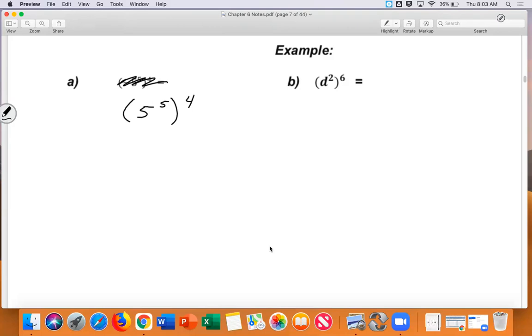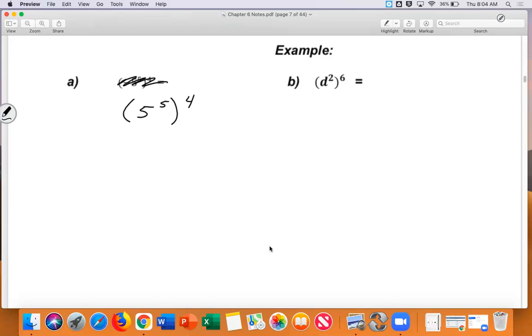Now I said when in doubt, write it out. Do you remember that? When in doubt, write it out.